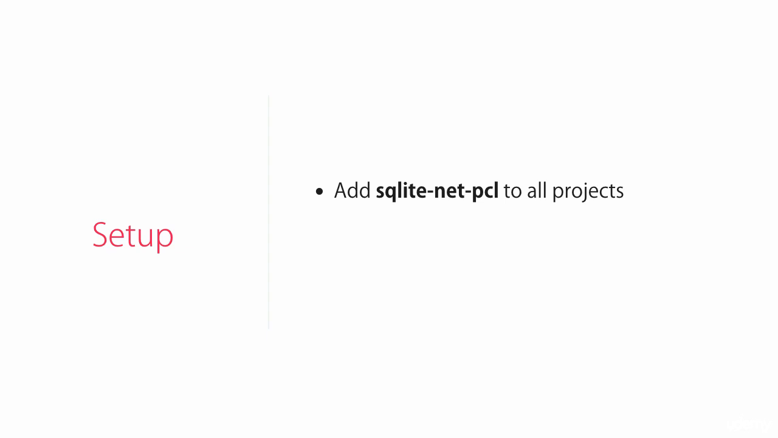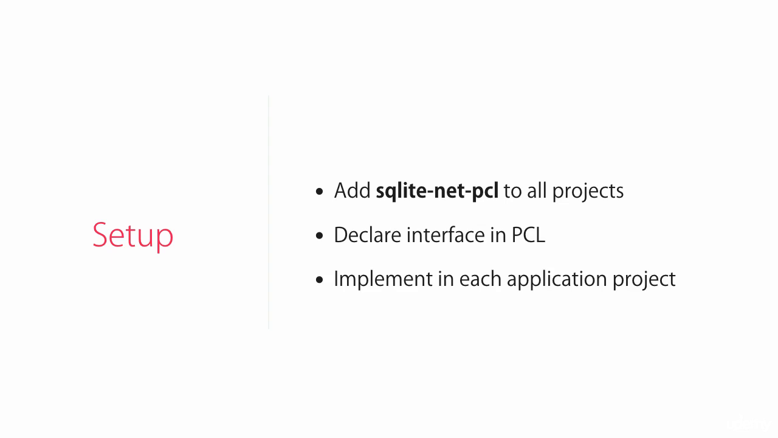First, we need to add SQLite-net.pcl to every project in our solution. Then, similar to working with files, we need to declare an interface in our portable class library and then implement it in each application project. Now, because the second and third step are always the same in every application, I've created this interface and its implementations, and you can find them in the zip file I've attached to this lecture.